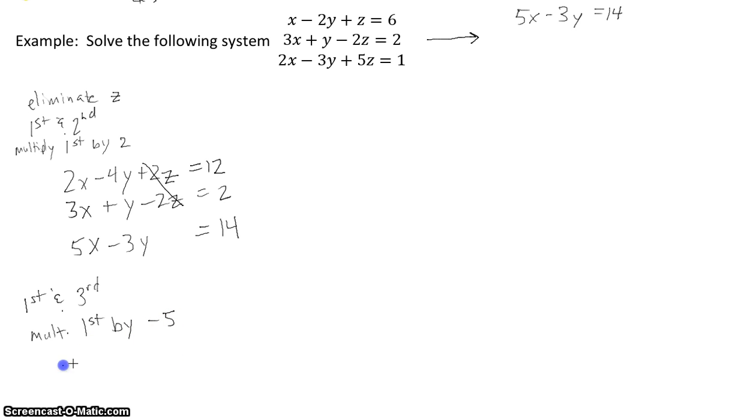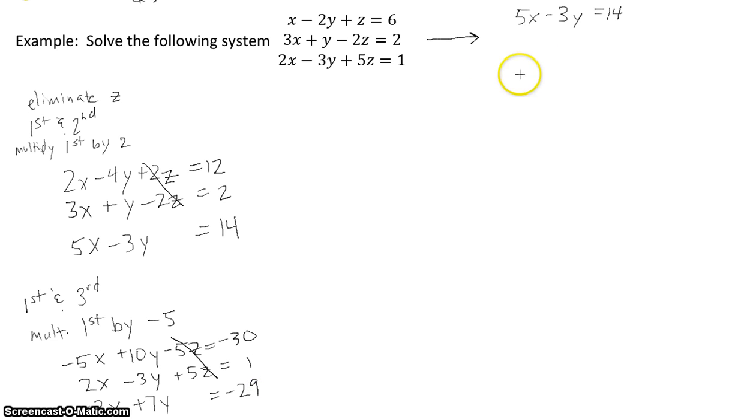So what I have is negative 5x plus 10y minus 5z equals a negative 30. And then 2x minus 3y plus 5z equals 1. Notice the z's are the same again, so they eliminate. So what I'm left with is negative 3x plus 7y equals a negative 29. So I'm going to write that up there for now.